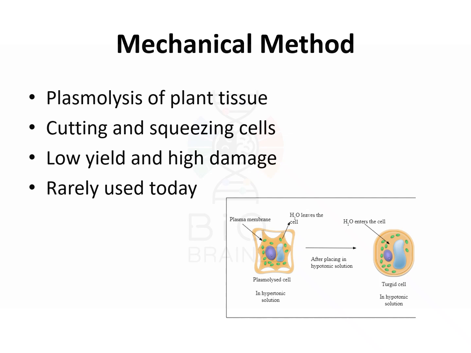In the mechanical method, plant tissues are first plasmolysed by placing them in a hypertonic solution. This causes the plasma membrane to detach from the cell wall. The wall is then carefully cut using microtools, and the protoplast is gently released. However, this method has major limitations. It is technically demanding, produces very few cells, and frequently damages the membrane. Because of low efficiency and high risk of cell death, mechanical isolation is rarely used in modern research laboratories.